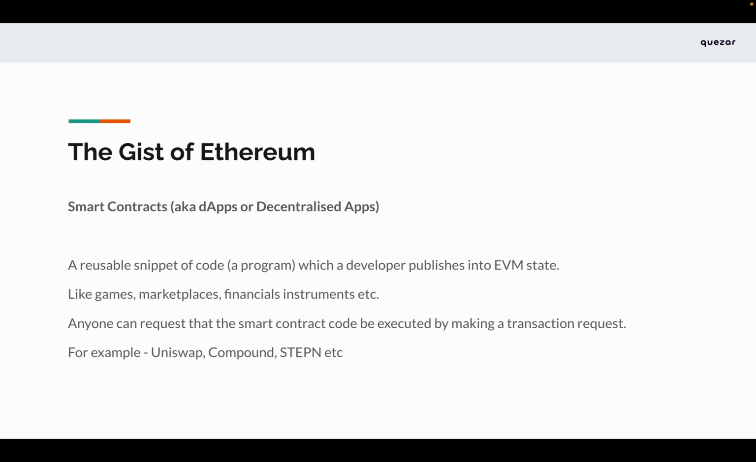Next is smart contract. A smart contract is a reusable snippet of code put on the EVM by a developer. So this could be anything like a game, a marketplace, or a financial instrument like a DeFi application. And it is usually written using Solidity, Vyper, or an assembly language. So any user can request the smart contract code to be executed by making a transaction request. And I have already taken an example like Uniswap. When you want to swap your tokens for another token, you basically make a transaction request on the smart contract of Uniswap that says swap my X tokens for Y token.